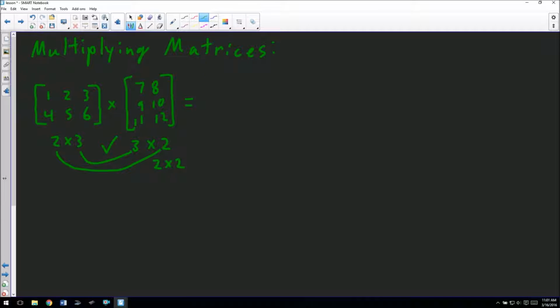So let's start multiplying these together. We look at the first row of the first matrix and we're going to multiply it by the first column of the second matrix. So let's draw our brackets here and then let's start. So it's going to be 1 times 7 plus 2 times 9 plus 3 times 11. And that's our first value for our answer in the final matrix. All we'd have to do is multiply these together and add them all up. But we know it's going to be a 2 by 2 matrix, so we're going to have another term here, another term here, and another term here. So let's get going on the second one.